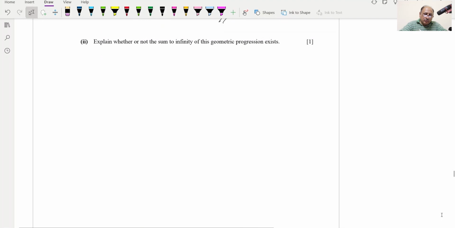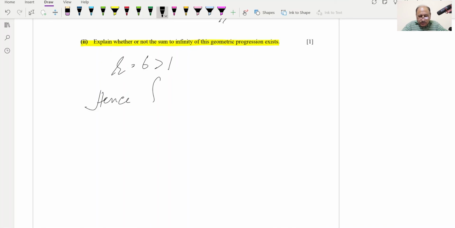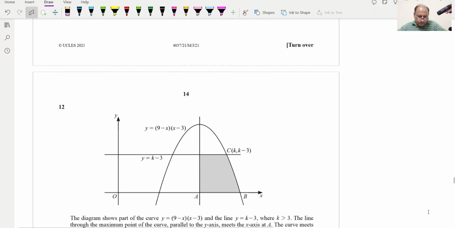Now we can go through the second part: explain whether or not the sum to infinity of this geometric progression exists. So we know r value is equal to 6 and greater than 1. So hence we can say, hence S infinity does not exist. There's only one mark for this part, just a statement will be sufficient.